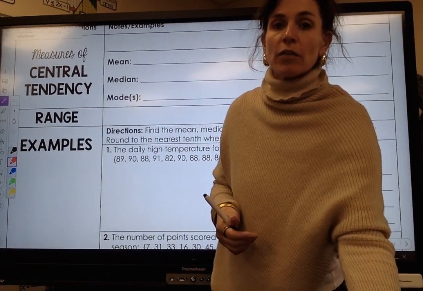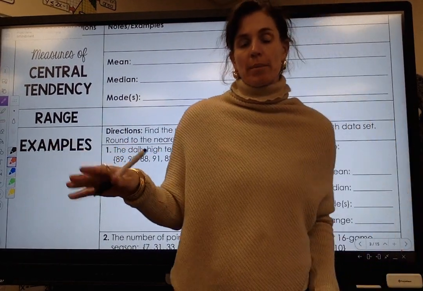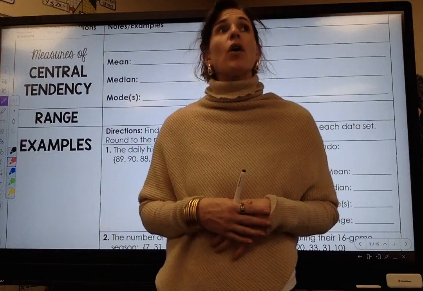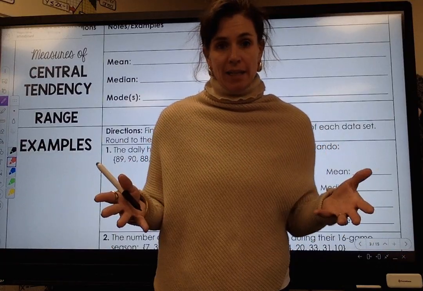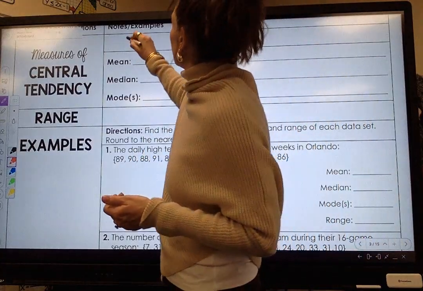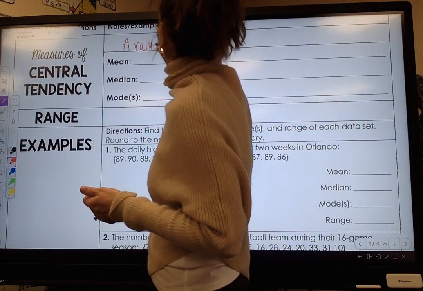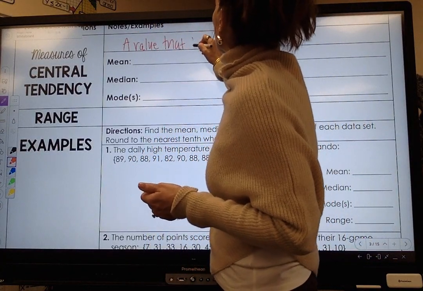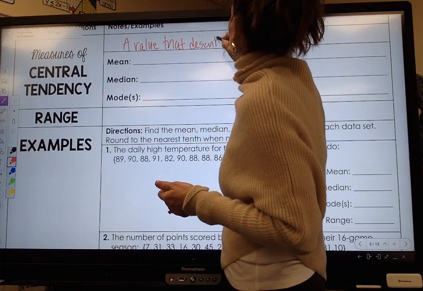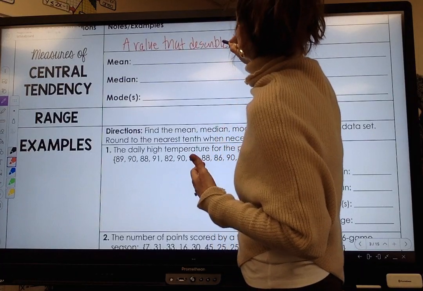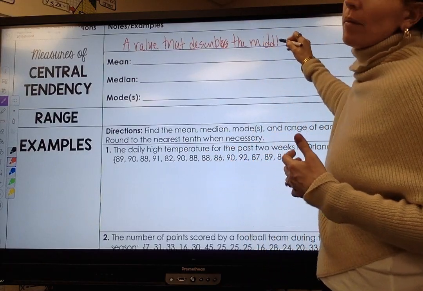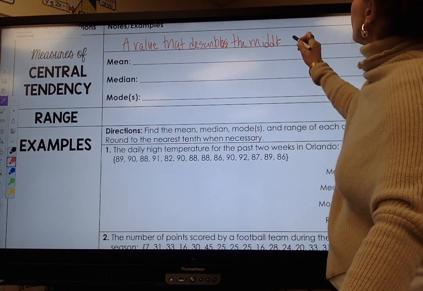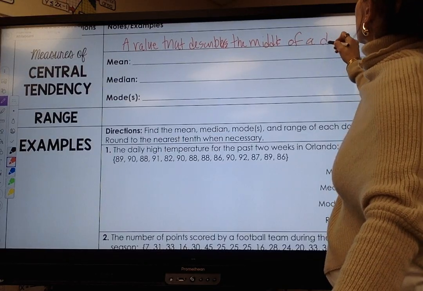In this unit, or in this section, we're going to talk about the measures of central tendency. So what are the measures of central tendency? It's when you're looking at a data set, and it is a value that describes the middle of a data set.